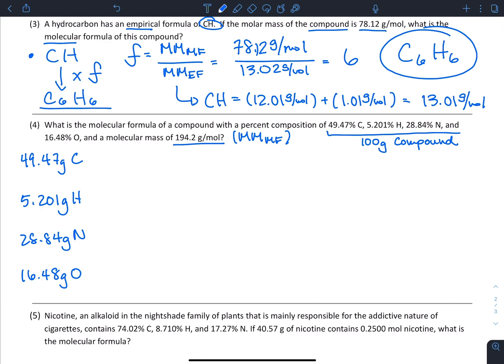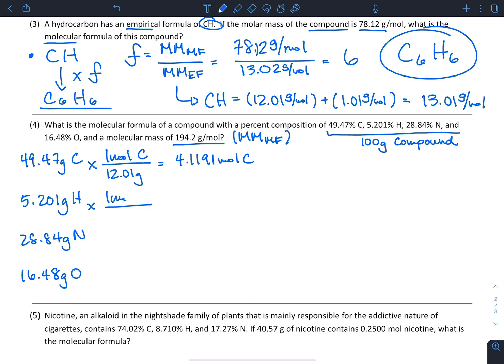Now it's mass to moles. So we need to take the molar mass of each of these. So 1 mole of carbon is 12.01 grams. And we determine that we have 4.1191 moles of carbon. Remember what I said about carrying digits for these problems. It's really important that you carry several digits when you do your mole calculation.